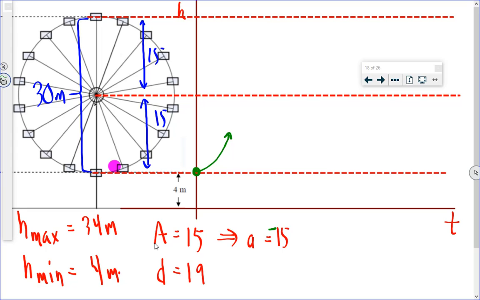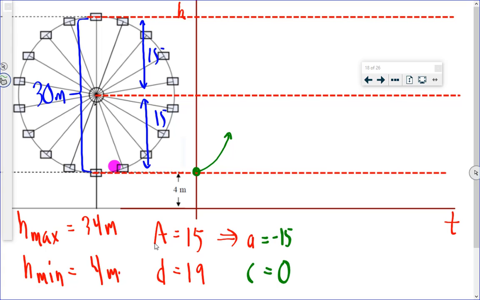And the reason for that is really important. If I use negative 15 and I use a cosine graph, cosine normally starts at the top going down. So if I have a negative A, cosine will start at the bottom going up. And that means I don't have to fiddle around and try to find C. It's starting where they start. I don't have to shift to make it work.